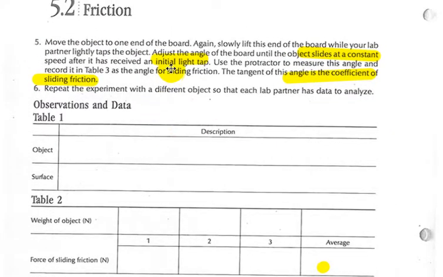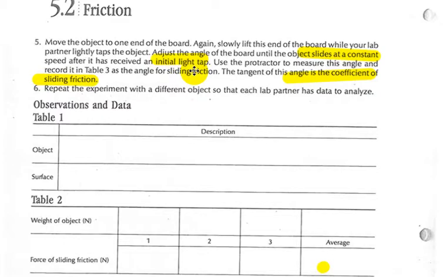Next, move the object to the end of the board again and have the board flat. Again, slowly lift the end of the board while your lab partner or someone slightly taps the object. So you're tapping the object because you're trying to overcome static friction and just basically look at kinetic friction. Just angle the board until the object slides at a constant speed after it has received an initial light tap.